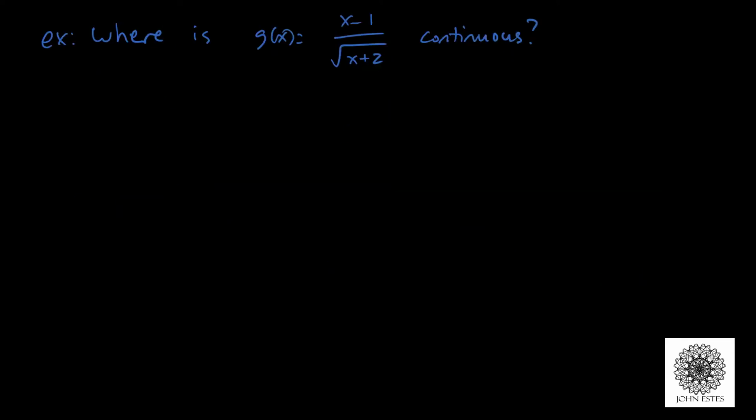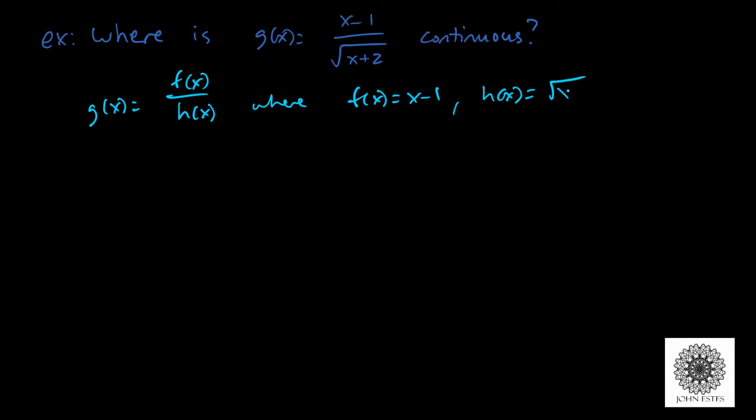Okay, so here, continuity is becoming a little bit more familiar to us, and so we can address questions like this. The question asks, where is g of x, which is x minus 1 over the square root of x plus 2, continuous? So what I can do here is think about g of x as being two things. It can be f of x over h of x, where f of x is this polynomial x minus 1, and h of x is the square root of x plus 2.